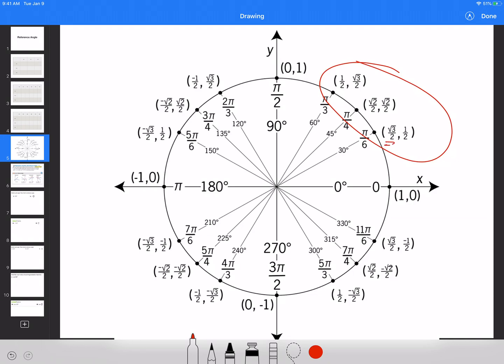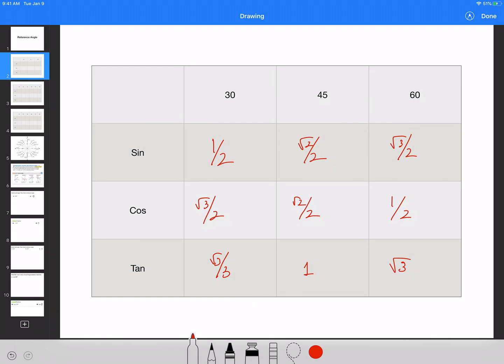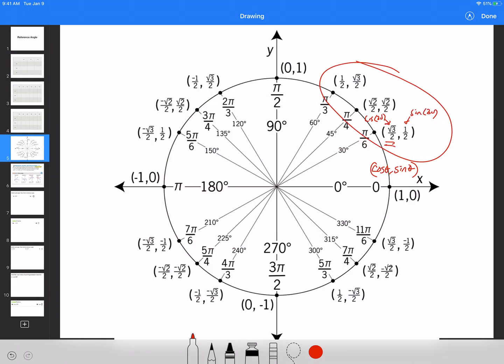So for example, cosine of 30, remember your unit circle always follows cosine of the angle, sine of the angle. So this first value here is cosine of 30, and this right here is sine of 30. And what do you know? If you take a look at this value, sine of 30, cosine of 30 matches exactly these two right there respectively.